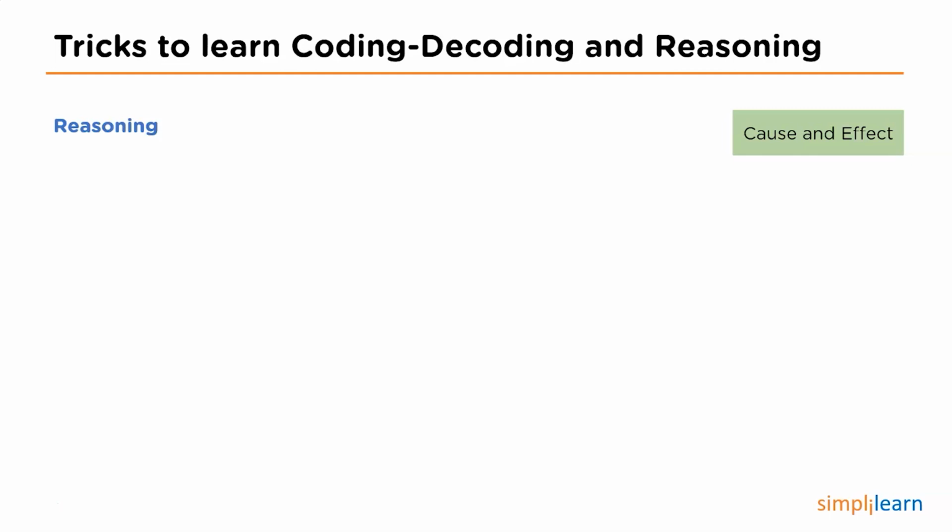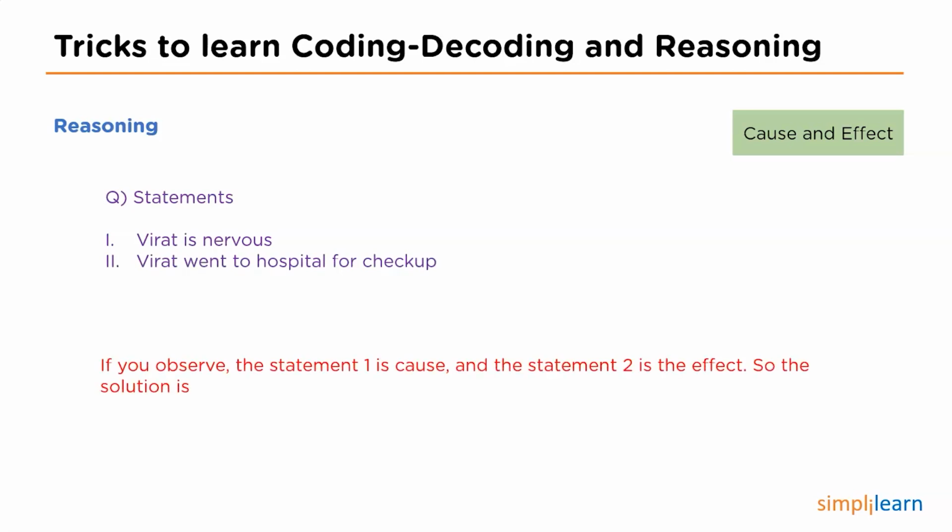We have statements. 1. Virat is nervous. 2. Virat went to hospital for checkup. So the explanation for this type of question is, if you observe, statement 1 is the cause and statement 2 is the effect. So the solution is, Virat is nervous. He went to the hospital to consult a doctor.